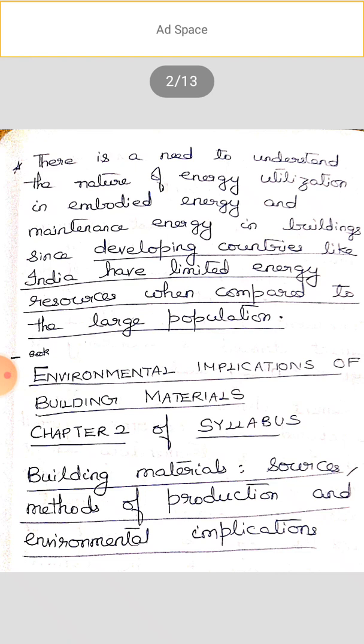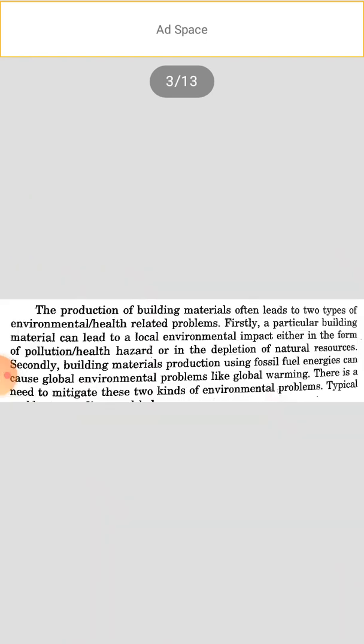Next, moving on to chapter 2 of the syllabus: building materials, sources, methods of production and environmental implications. So this is actually the environmental implications of building materials. Before we move on, we have to understand that the production of building materials leads to environmental or health related problems. A particular building material can lead to an environmental impact either in the form of pollution or health hazard, or it can lead to the depletion of natural resources.